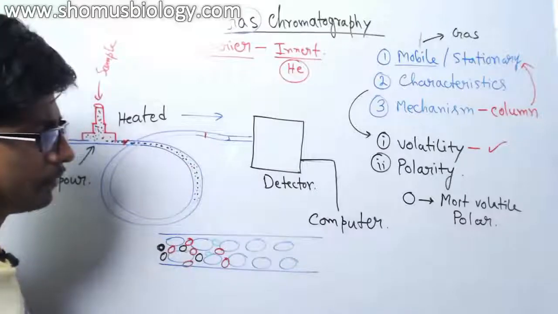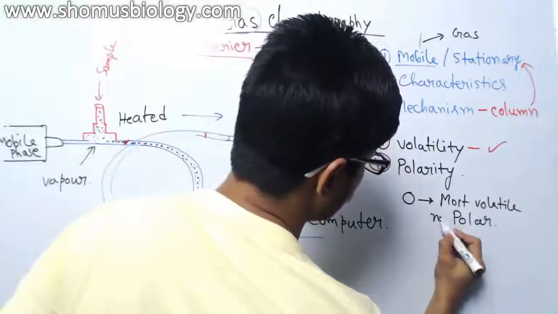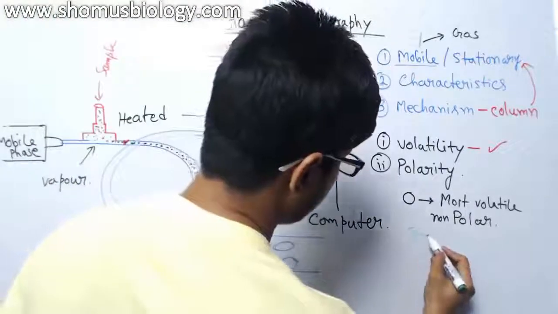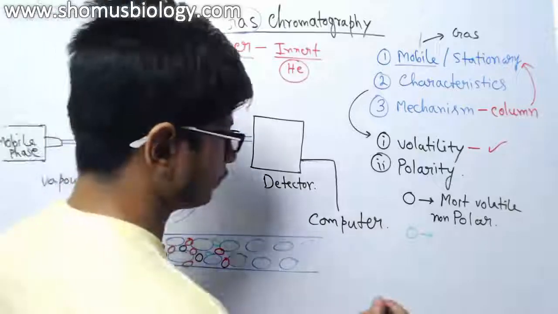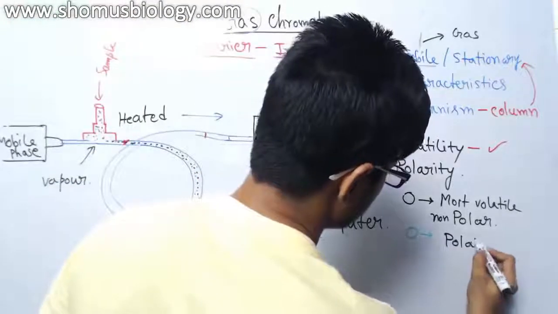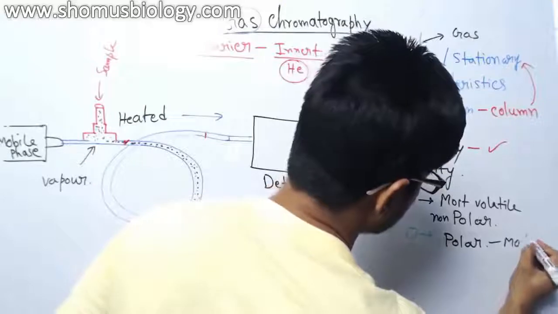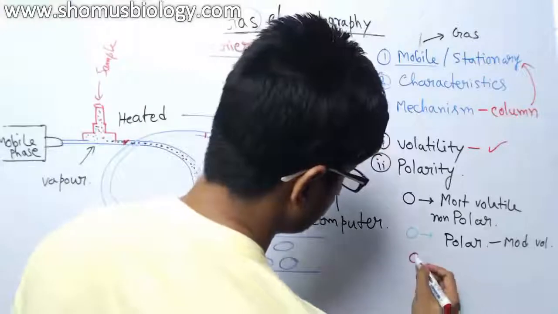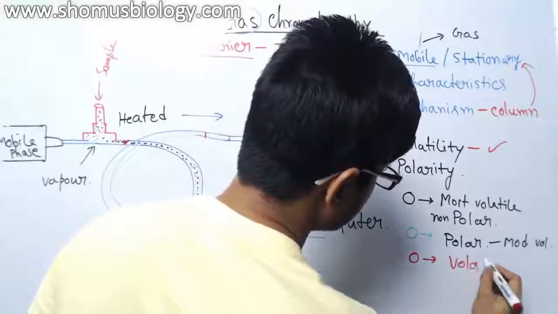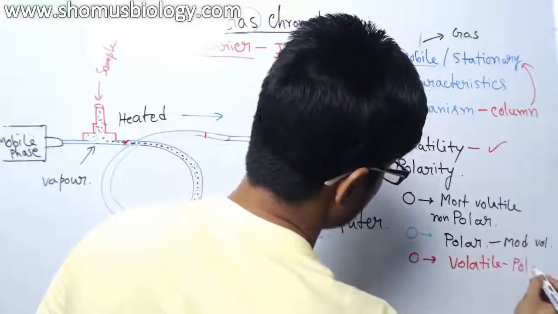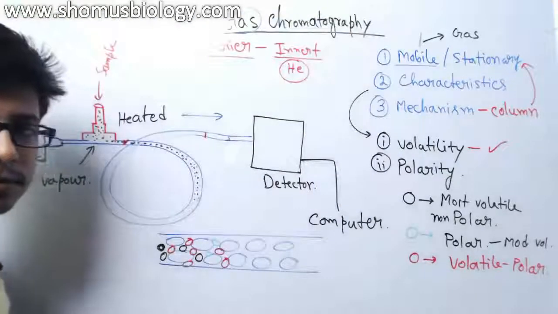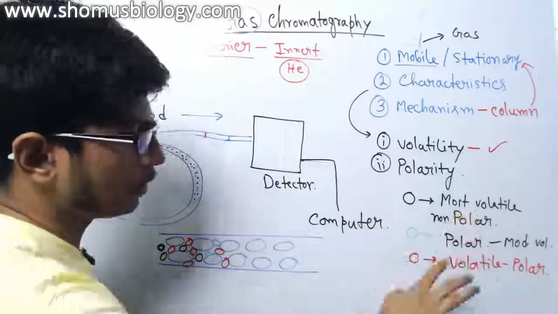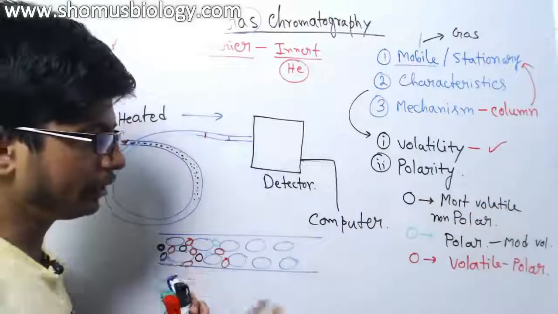For example, it's most volatile and non-polar. Now let's say green. Green is polar and moderately volatile. And the third one is the red. Red is volatile and polar. So what will happen in this case? Volatile and polar, these are the two characteristics that we use to separate them, right?